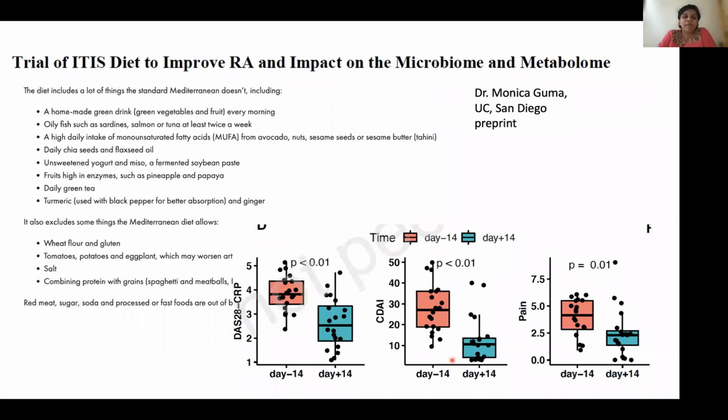I want to highlight this study by Dr. Monica Guma at UC San Diego. It's called the ITIS diet to improve rheumatoid arthritis and to impact the microbiome. This is a diet that's a supercharged Mediterranean diet, and includes things like a homemade green drink made out of green vegetables and fruit every morning, oily fish such as sardines, salmon, and tuna twice a week, a high daily intake of monounsaturated fatty acids from avocado, nuts, and sesame seeds, and so on. You can read that. And this information is actually on a webpage on the Arthritis Foundation website.